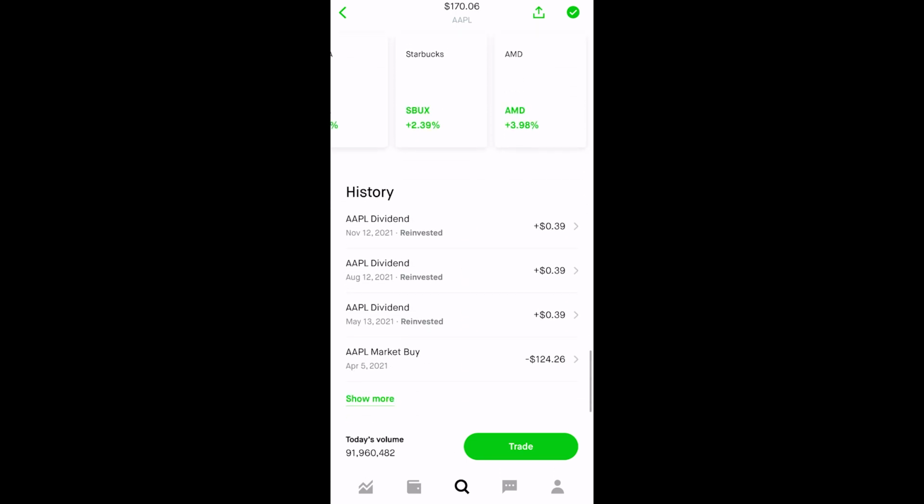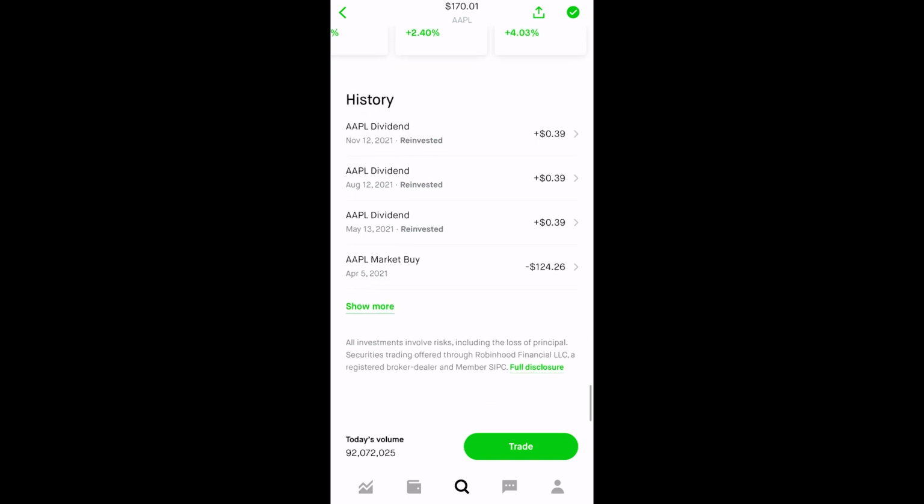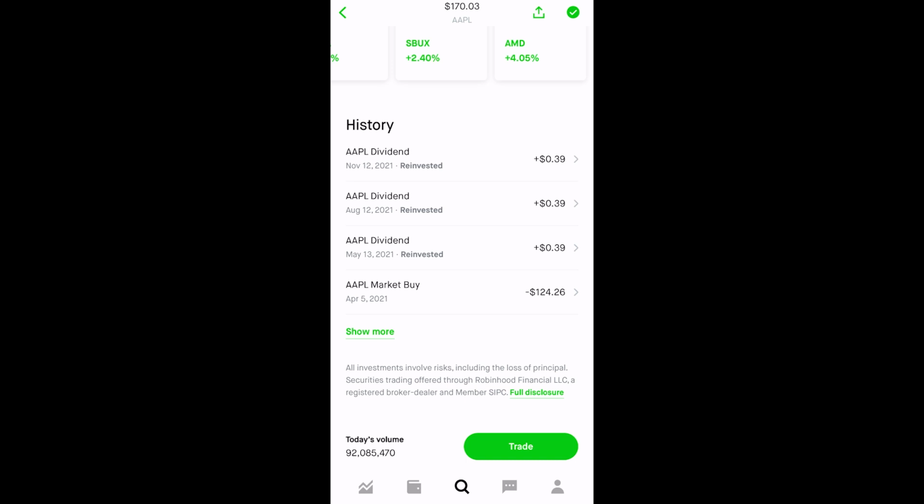And then down here, this is my history. So if you don't own anything, this isn't going to exist. But looks like I had a few 39-cent dividends that were reinvested because I've told Robinhood that every time I get a dividend from Apple that I want it reinvested. And so they buy me partial shares each time those dividends come out, and I don't have to do anything. It just does it automatically. And then you can show more and you can look at more of your history. And that is it. That's all you have as far as looking up a company. So if you're interested in looking up Apple on Robinhood, this is as far as you can go.